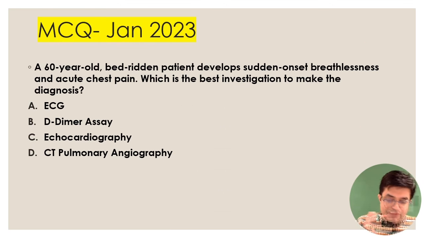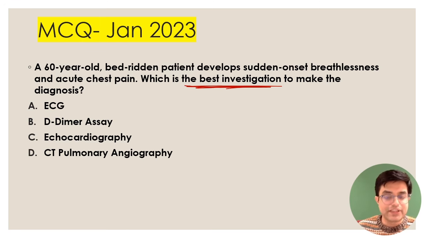Let us move further and talk about an MCQ asked in January 2023 paper. 60-year-old bedridden patient develops sudden onset breathlessness and acute chest pain. What is the best investigation to make the diagnosis? ये January 23 का question है. Screening test is D-dimer assay. Helpful test is ECG. But what is the investigation of choice? It is angiography. Gold standard is conventional, but investigation of choice is CT pulmonary angiography, and that is your answer. Right?